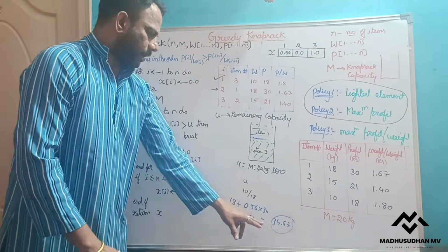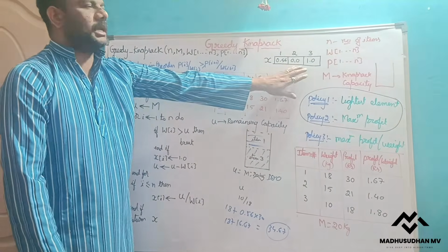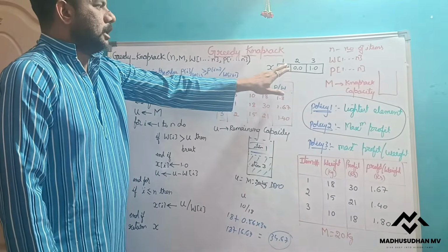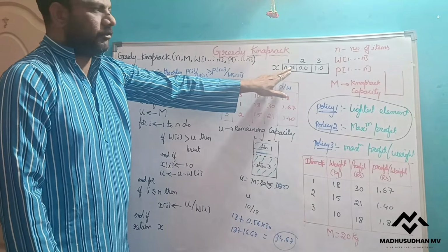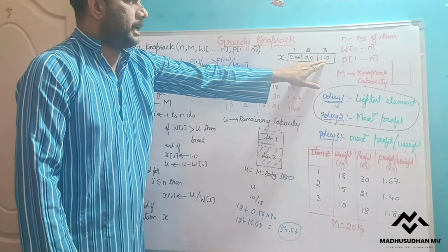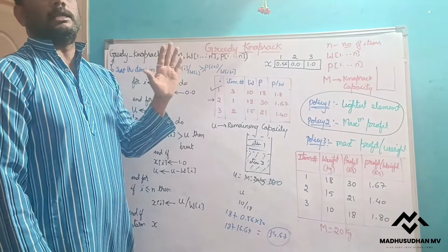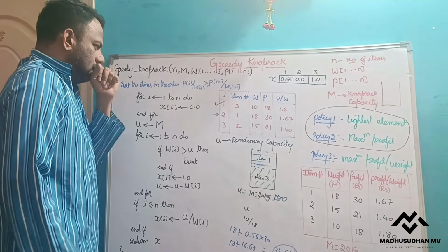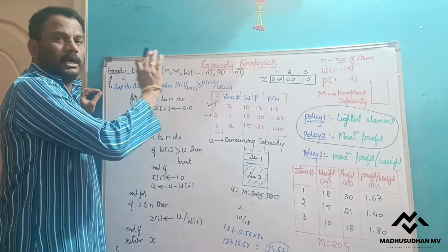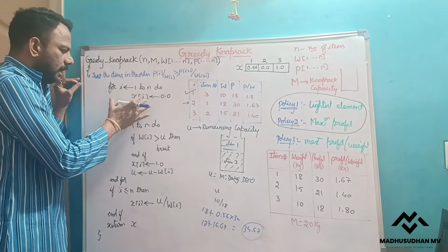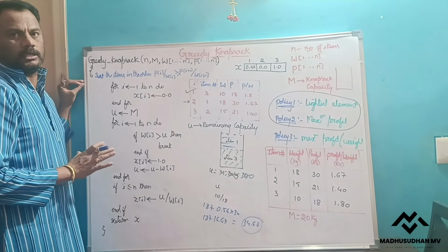So now finally I am returning this X. This is my output array. That means if I take 56% of the item 1, the complete item number 3, and 0% of item 2, I will get the maximum profit. This is how greedy knapsack works. Hope you people understood this greedy knapsack algorithm.